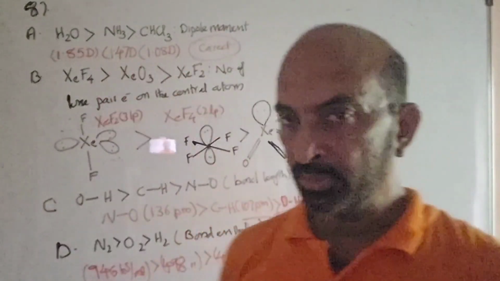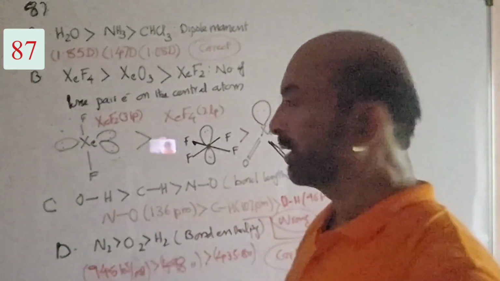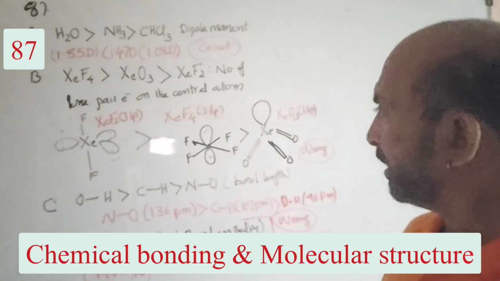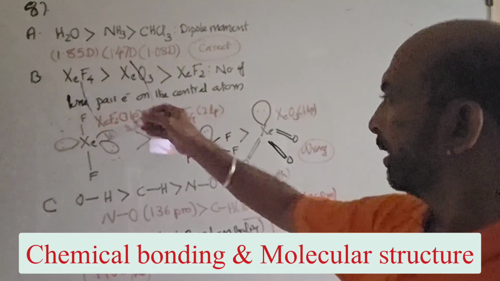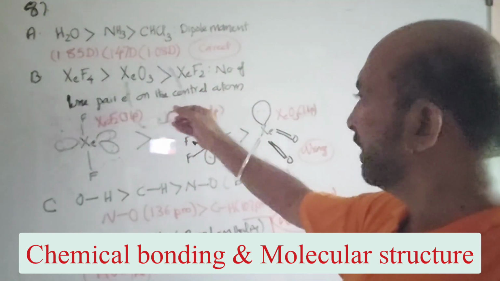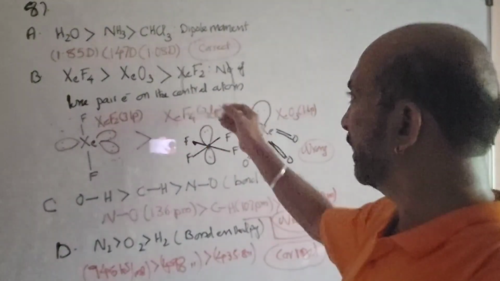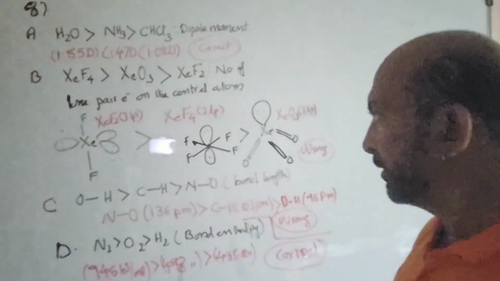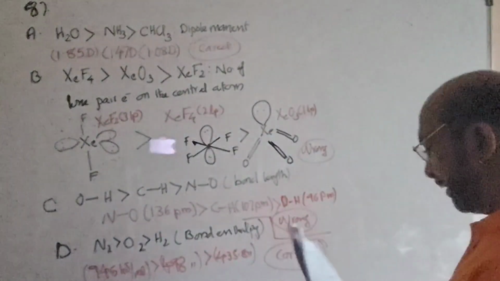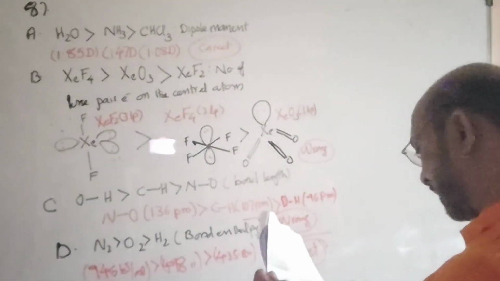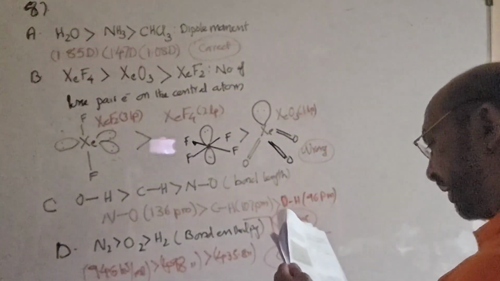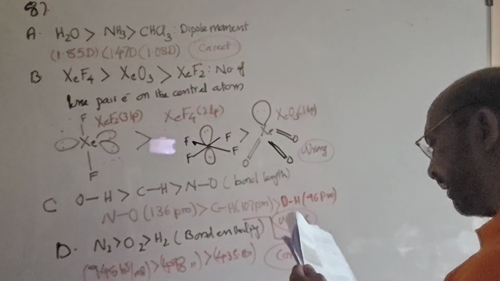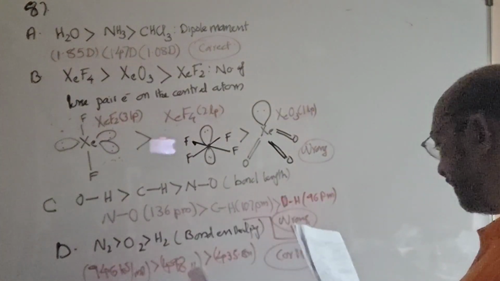The next question is from chemical bonding. Here they have given a set of compounds arranged in decreasing order with respect to certain properties. So we have to verify which are in the correct order and which are incorrect.